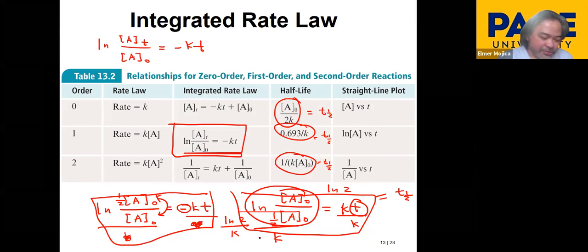And I want you to look at your calculator. What's the value of your ln of 2? Because that's how you get the 0.693.